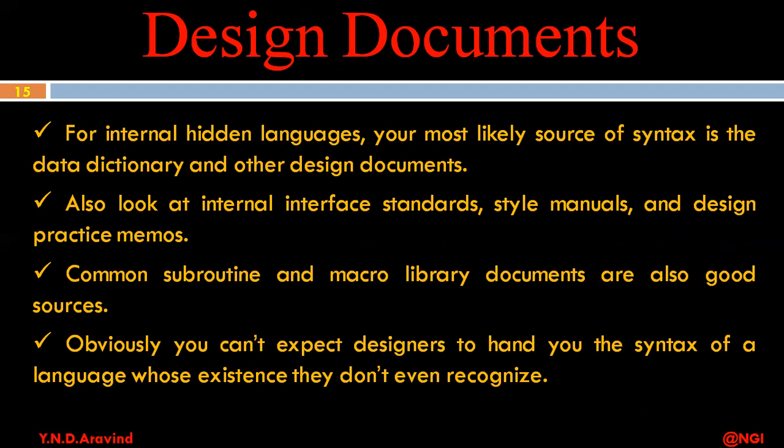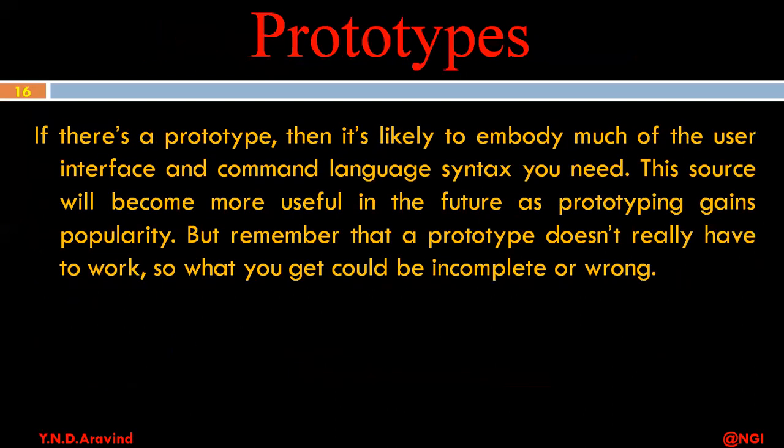Then the design documents, that is, the data dictionary and other design documents. For internal hidden languages, the most likely source of syntax is the data dictionary and other design documents. Also look at internal interface standards, style manuals, design practice memos, and common subroutine and macro library documents, which are also good sources. Obviously, we cannot expect the designers to hand us the syntax of a language whose existence they don't even recognize. And the next one is prototypes.